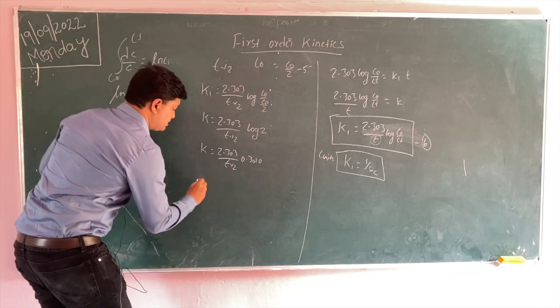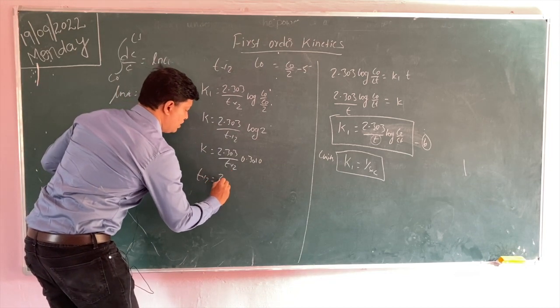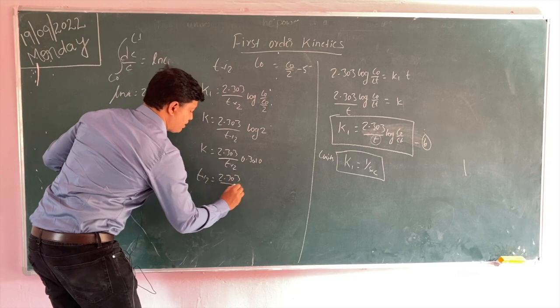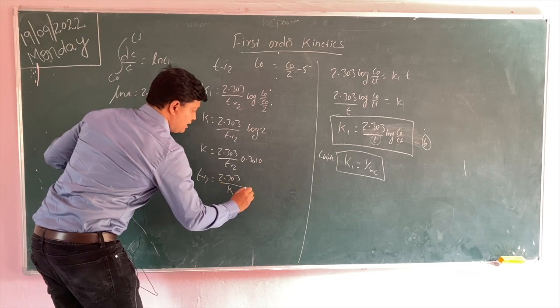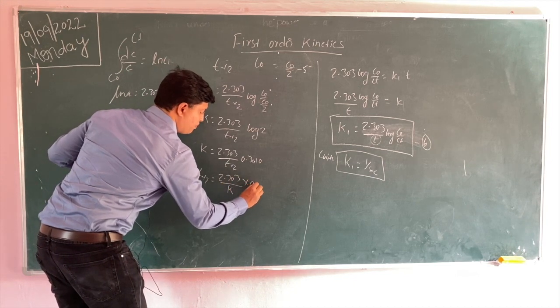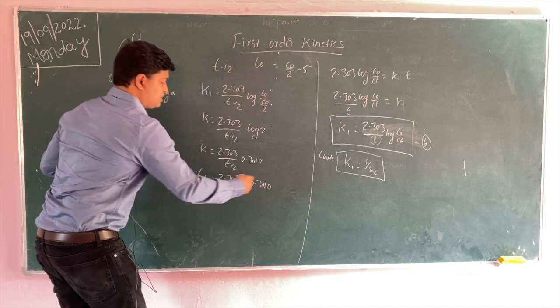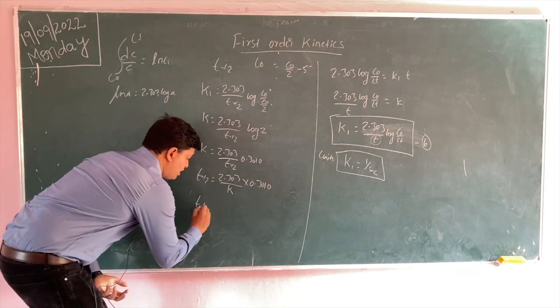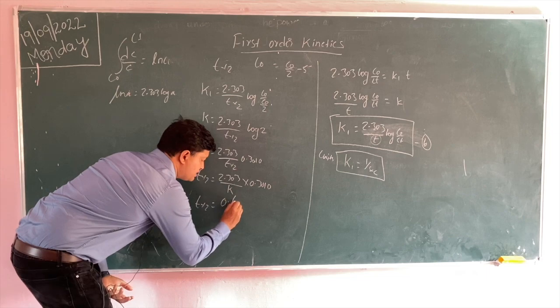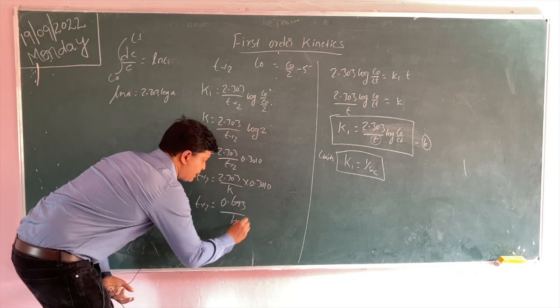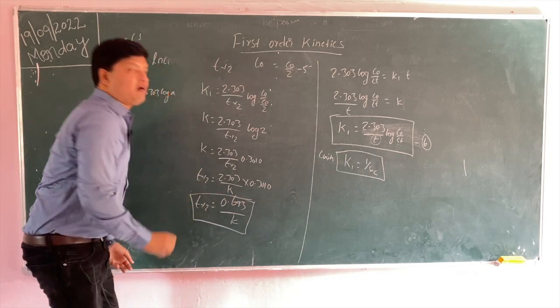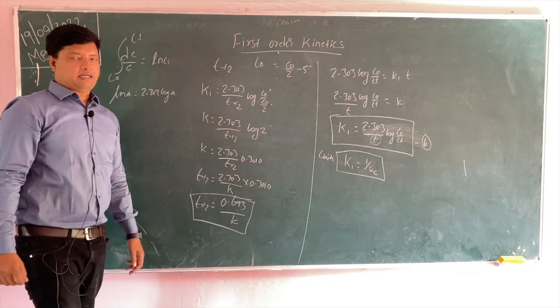Take this one, rearrange the equation, T half is equal to 2.303 by K multiplied by 0.3010. If you multiply this, you will get the equation T half is equal to 0.693 by K. So, this is the equation for half life for the first order kinetics.